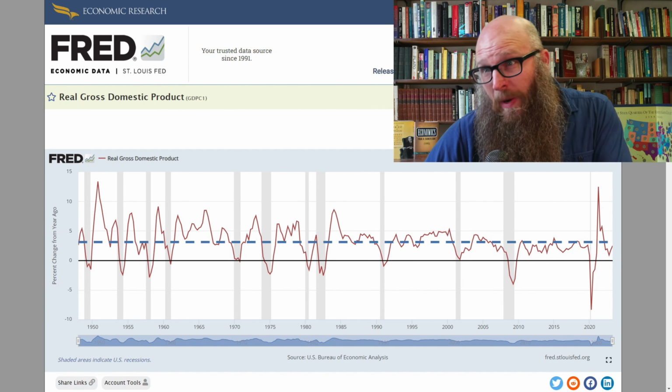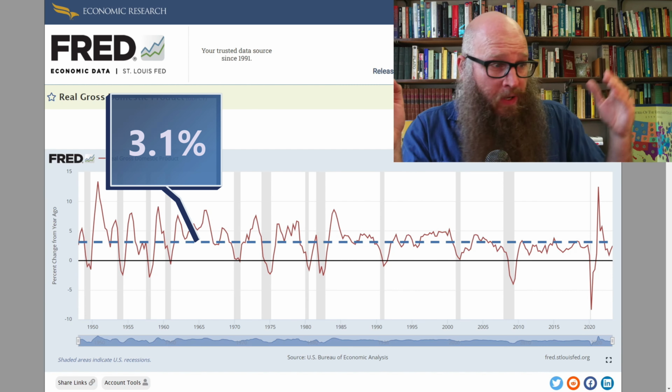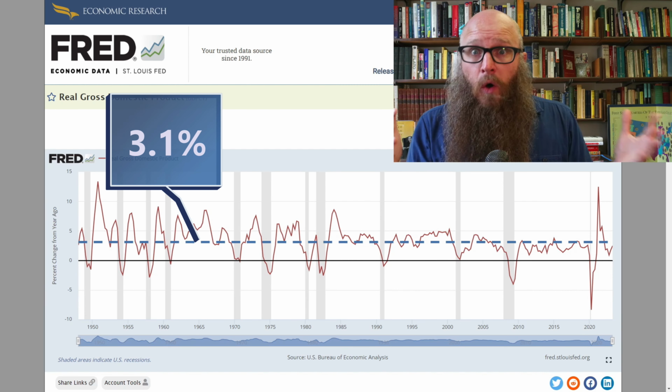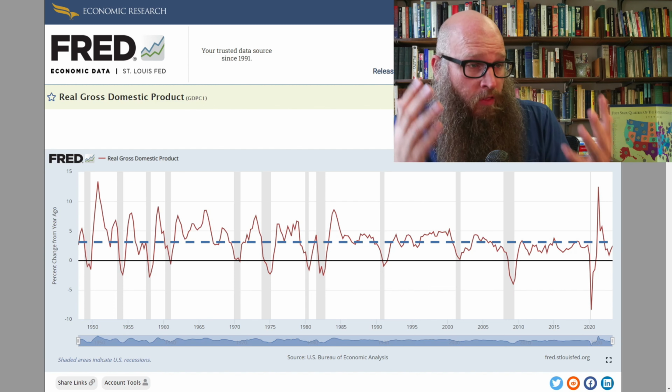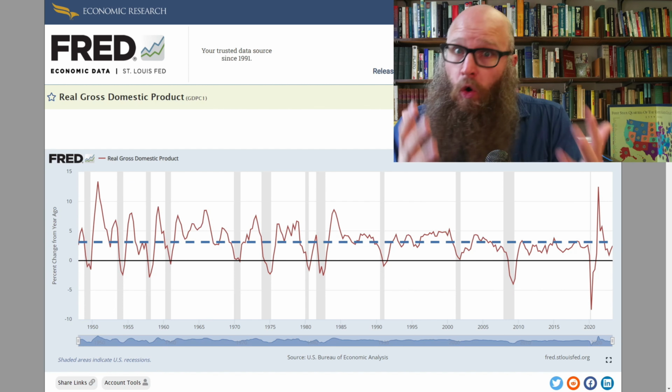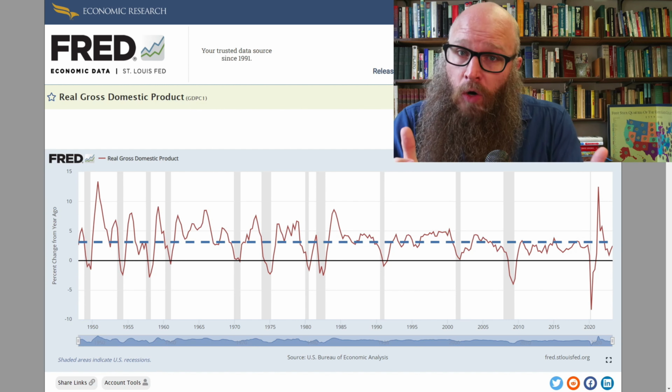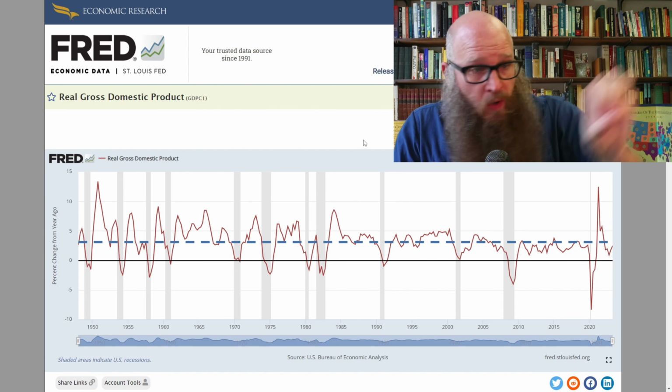Let's just look at the growth rate of real GDP. On average, between 1947 and today, the economy has grown at 3.1%. Some of this is reflecting increases in productivity. The other portion is reflecting the increases in the total size of the labor force, population growth. We can see it bounces around quite a bit, shrinking during recessions.